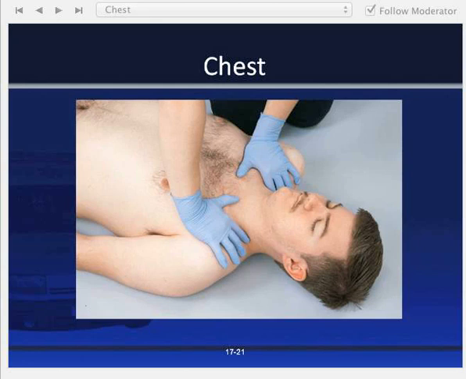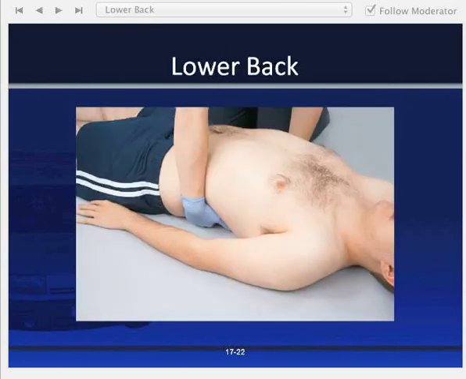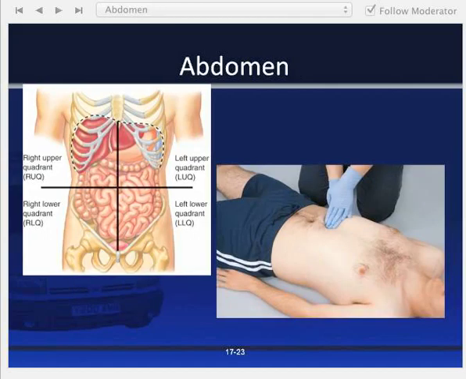Feel the collarbone, shoulders, breastbone, and ribs for tenderness and deformity. Check for subcutaneous emphysema. Gently reach under the patient and assess the back of the chest. Gently reach under the patient and assess the lower back for DCAP BTLS as well.